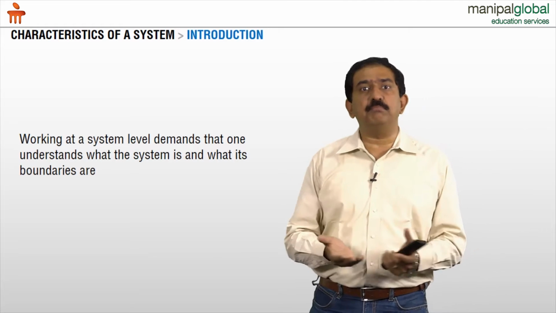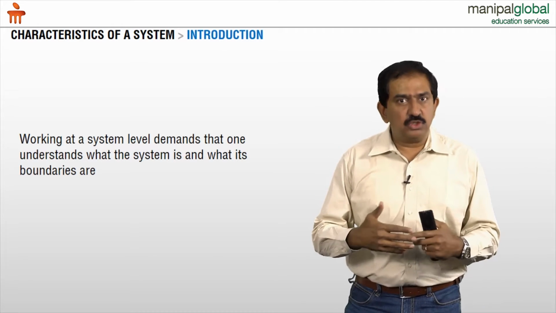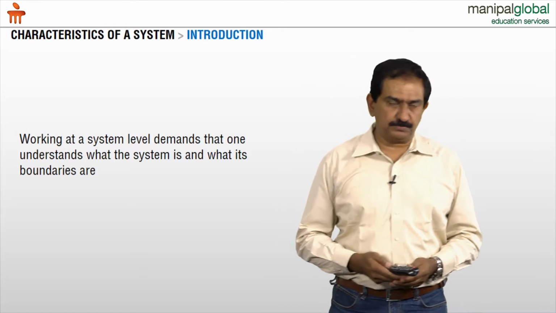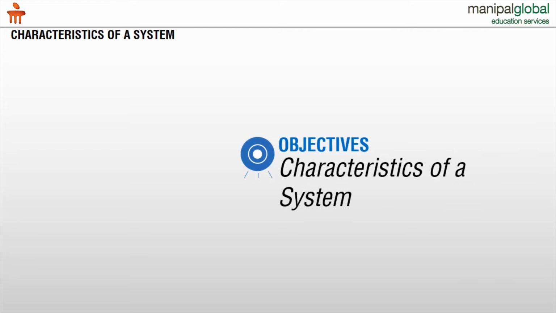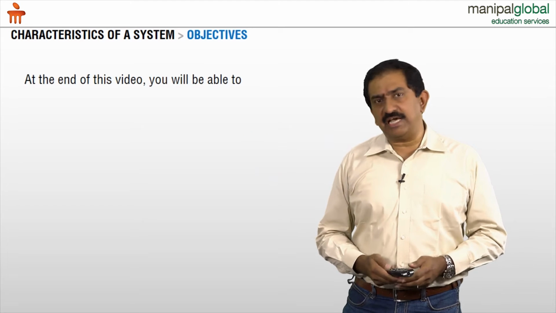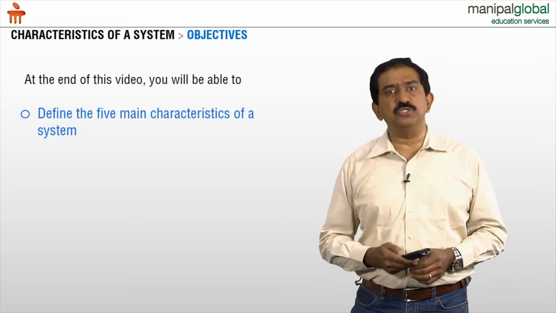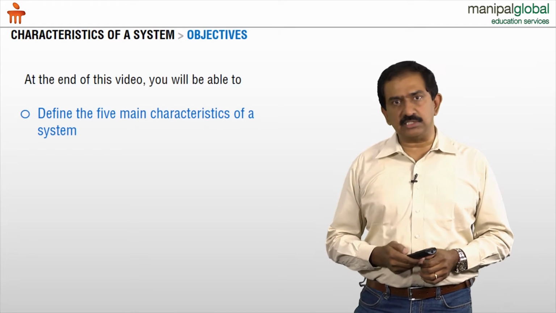You never would say, for example, India, Asia, the Earth, the solar system, the Milky Way. You stop with the name of the country. In your mind, you have created a boundary which is enough to understand the system. And in this case, that system is the address of your house. So let's look at some of the characteristics of a system. By the end of this video, we should be able to define the 5 main characteristics of any system.